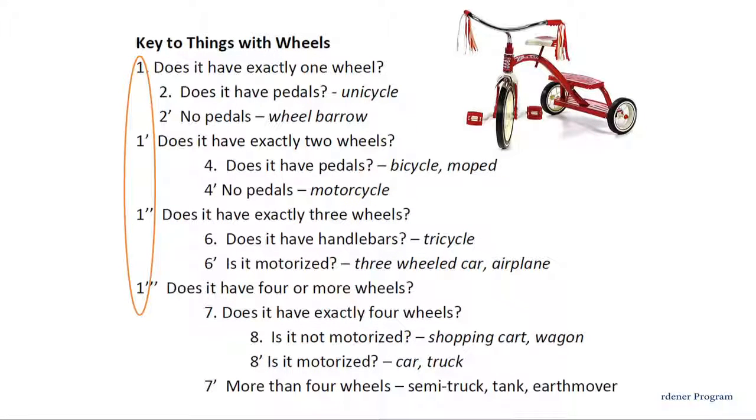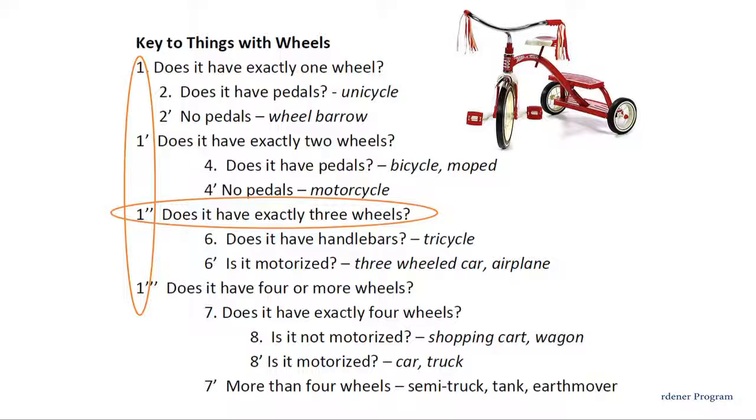Does it have exactly 1 wheel? No. Does it have exactly 2 wheels? No. Does it have exactly 3 wheels? Yes. Where's your guess where we go next? 2? Should we go to 2? 6. You go to the thing that's directly under the question you just answered yes to.